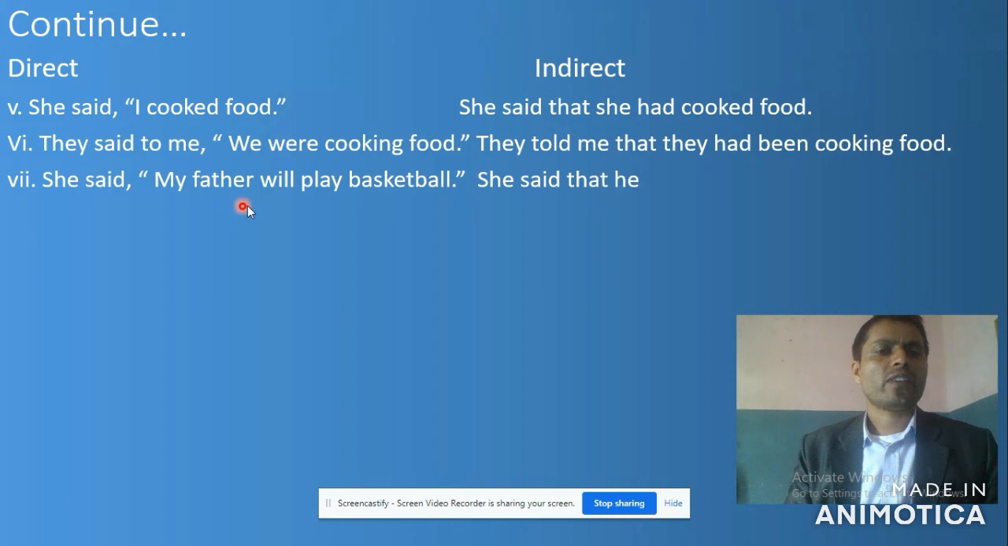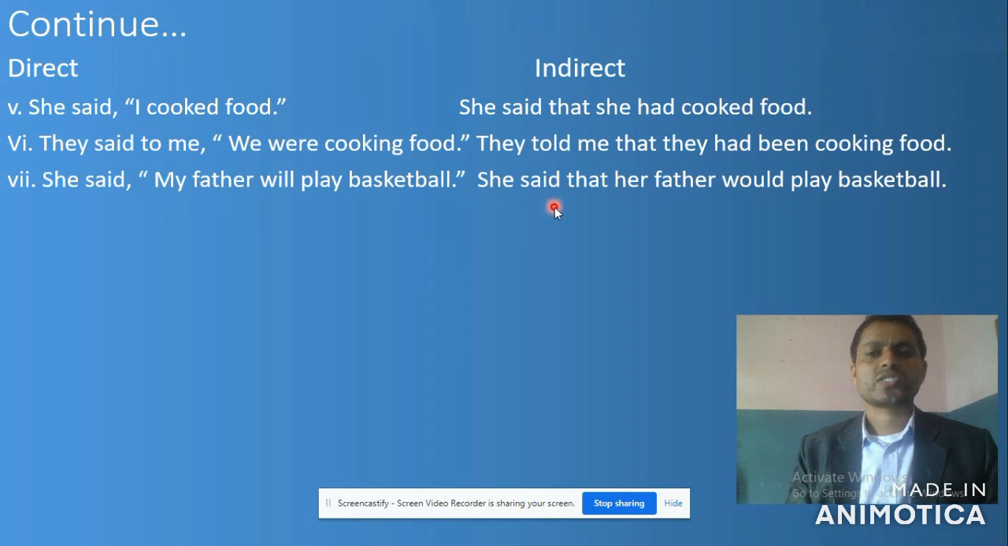She said, "My father will play basketball." Okay, look here. She said that. We remove the comma, then we write "said that" because it is not "said to" plus object, it is only "said", so it remains the same. She said that her father. Here we cannot write "my father" because this "my" is first person.